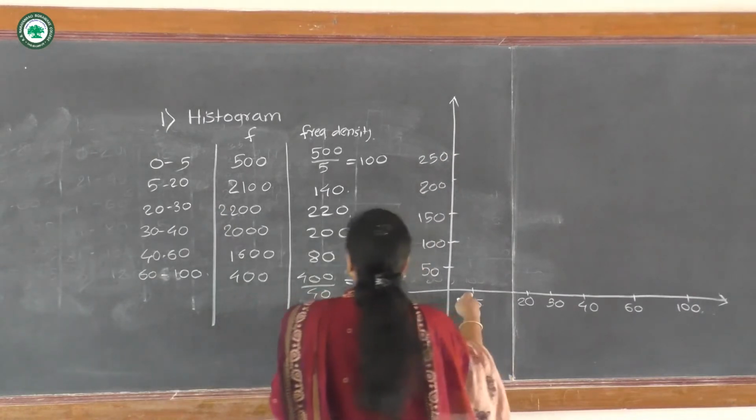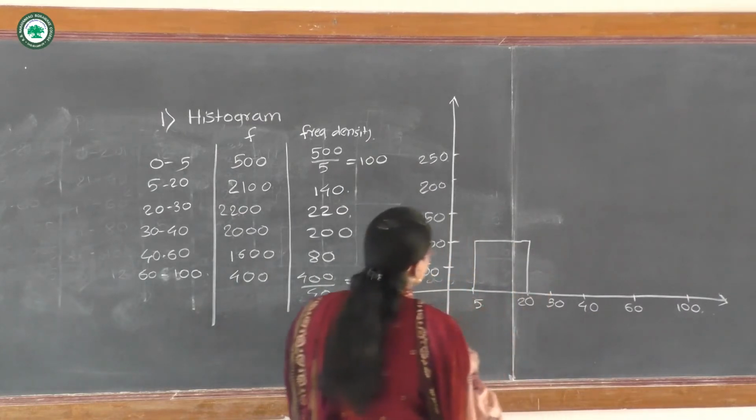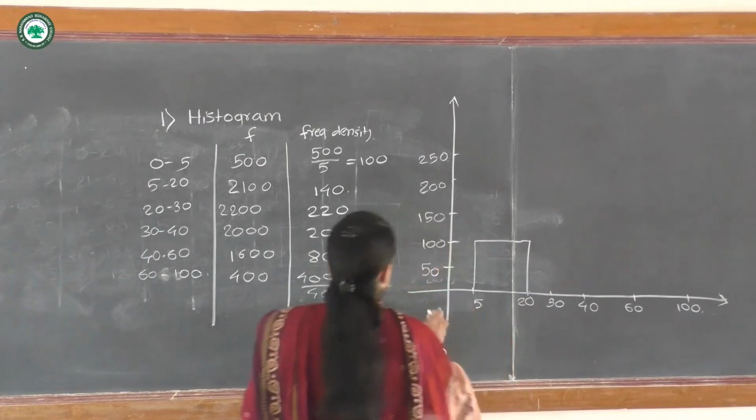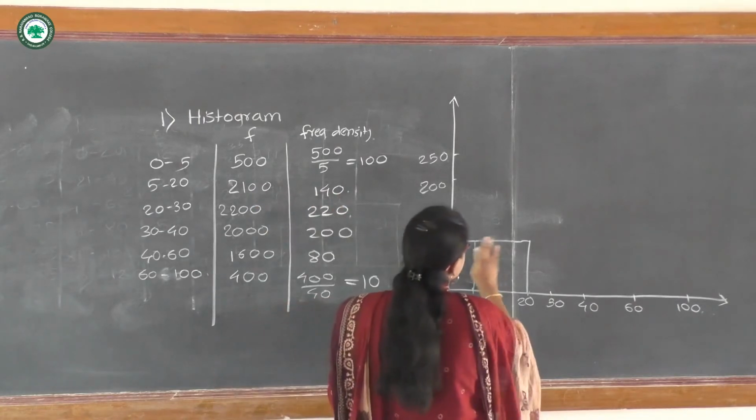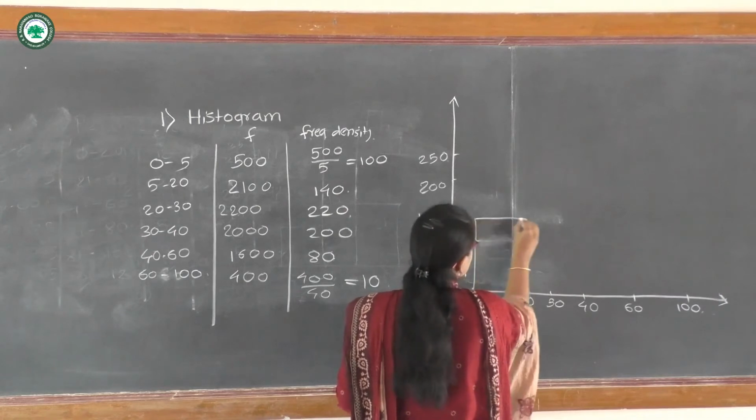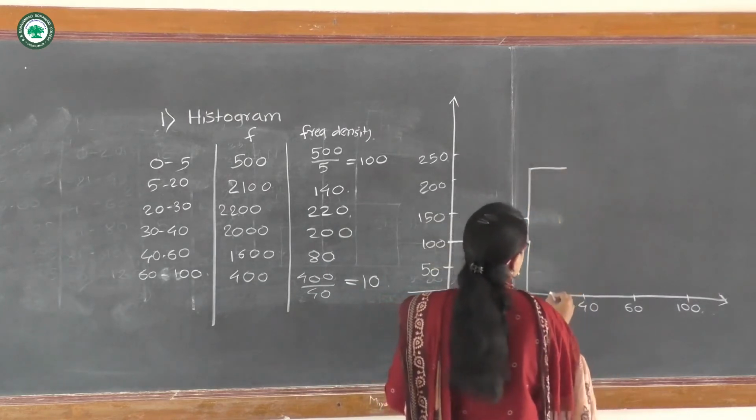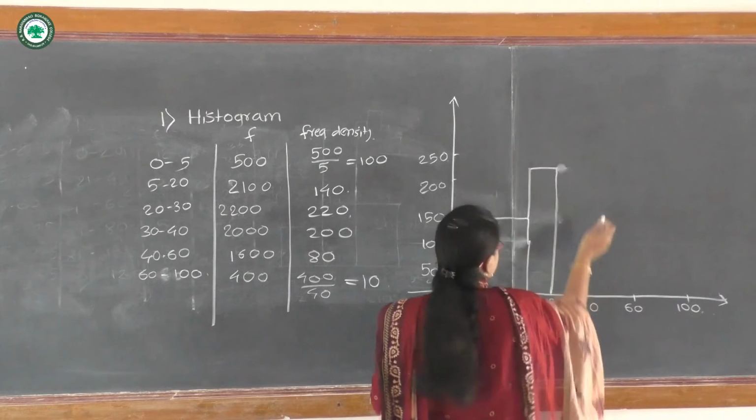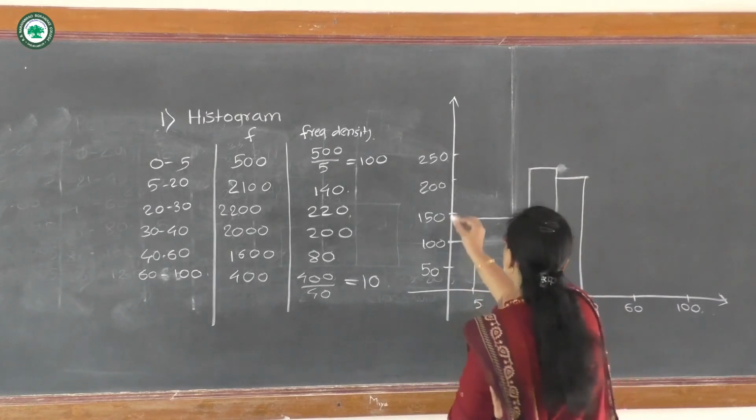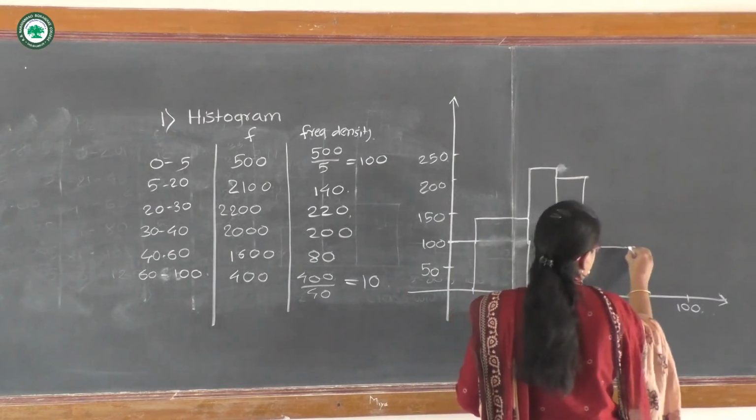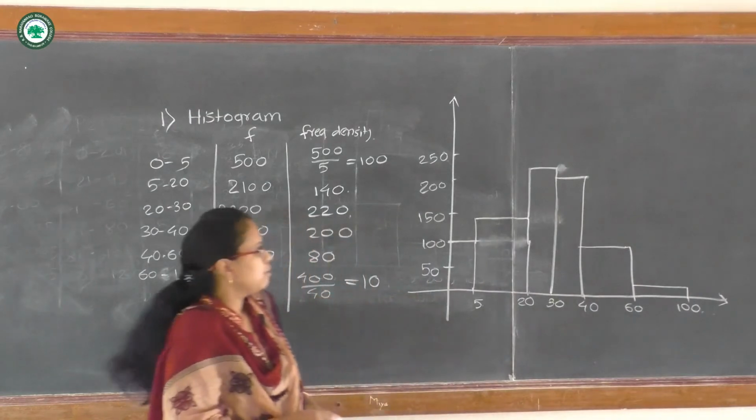So for 0 to 5 it is 100, and for 5 to 20 it is 140, then it is 220, then 200, then 80, and finally it is 10. So this is the histogram for the given data.